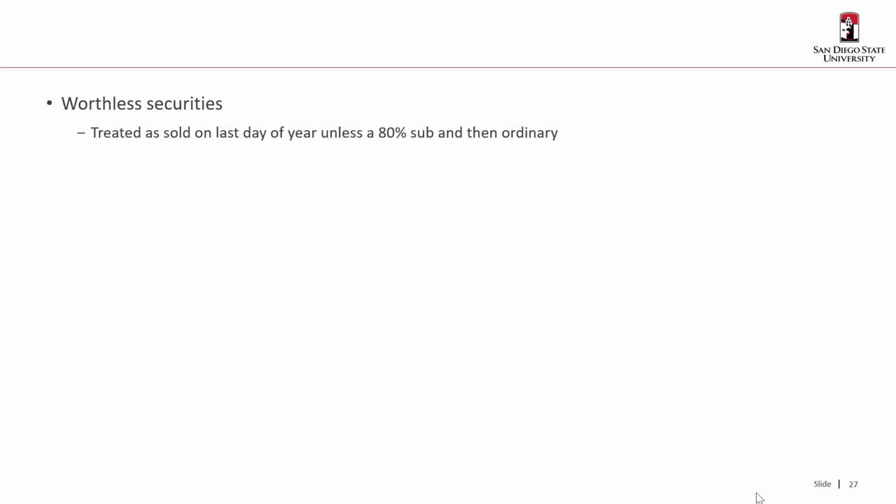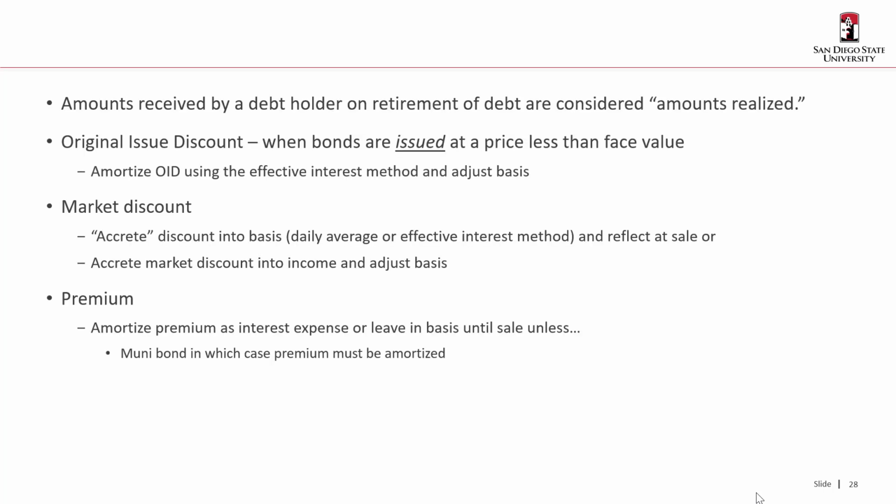Another bizarre capital gain treatment is for worthless securities. So this is if you have stocks or bonds that you've invested in and they've become totally worthless. So what happens is you treat it as if they were sold on the last day of the year. You don't really need to worry about the 80% substance. That's a corporate rule, and we're focused on individuals.